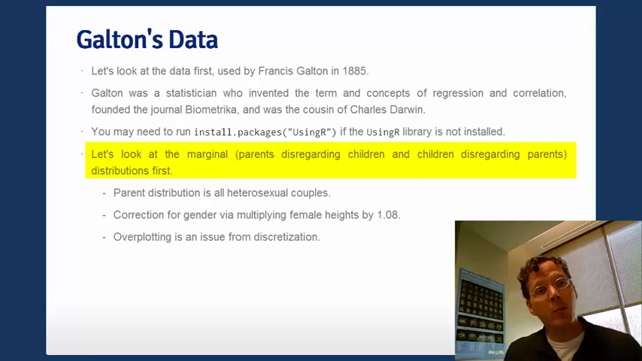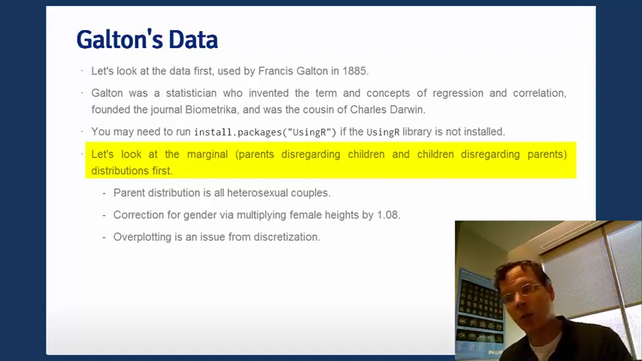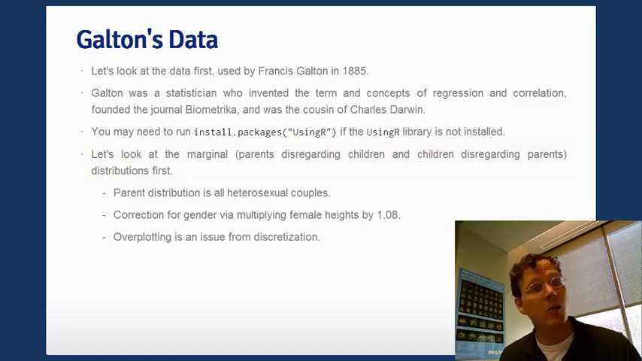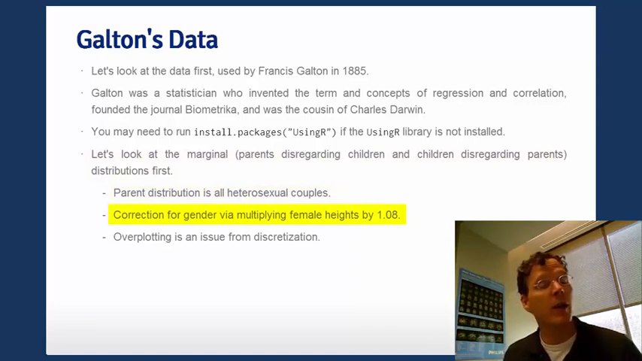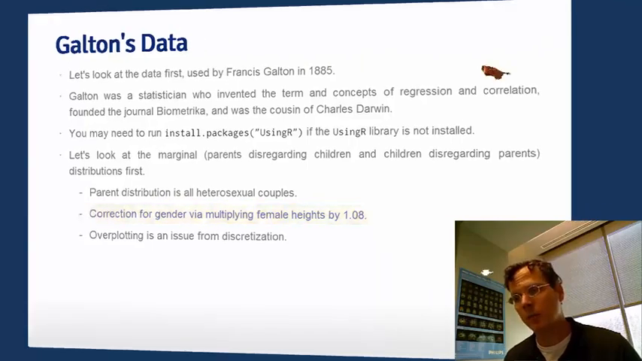So let's first look at the marginal distribution of the parents, in other words, the distribution of the parents disregarding children, and the marginal distribution of the children disregarding parents. The parent distribution is all heterosexual couples, correcting for sex, I guess, by multiplying the female heights by 1.08.